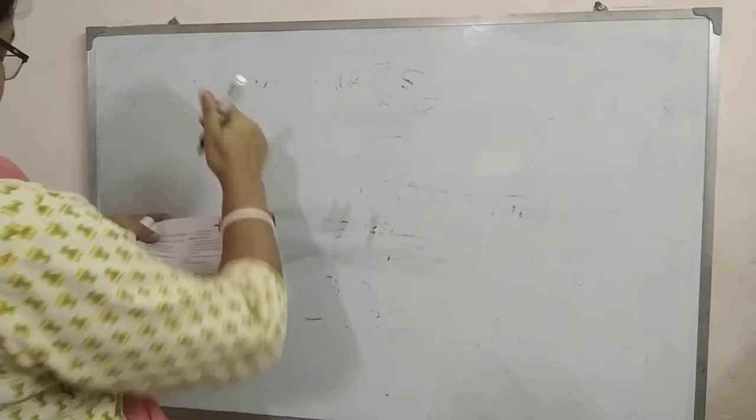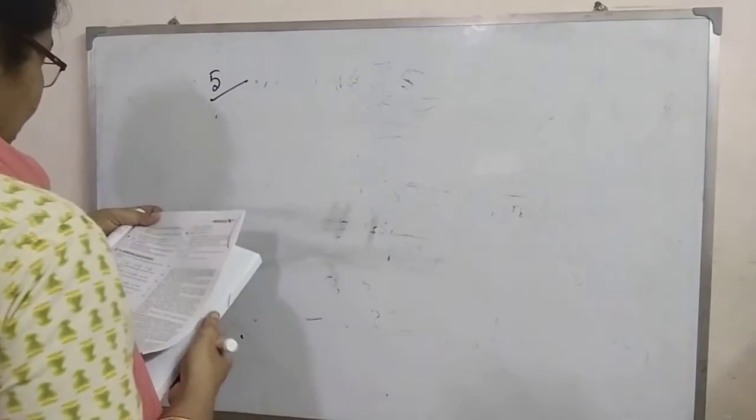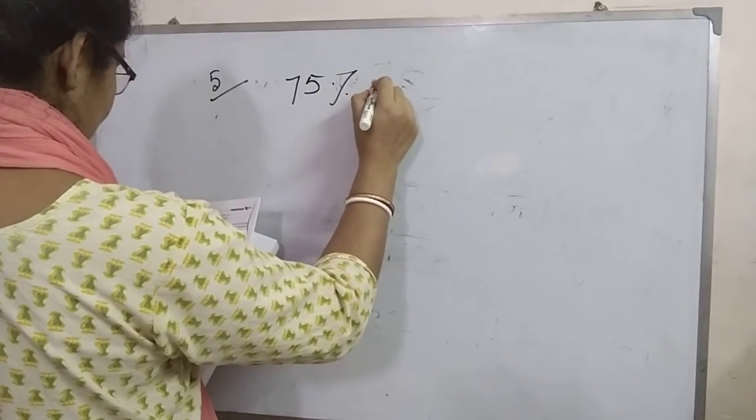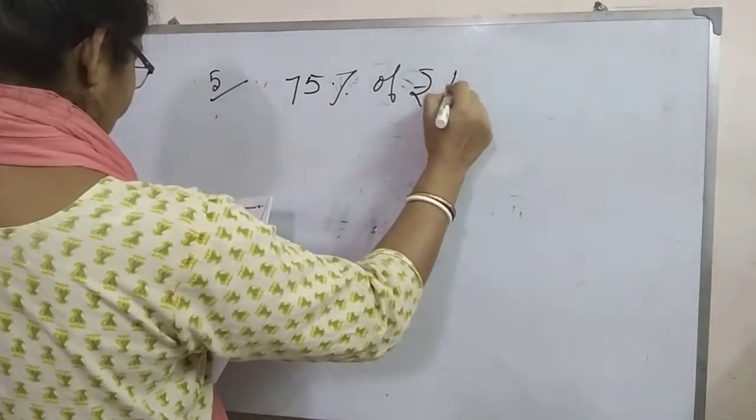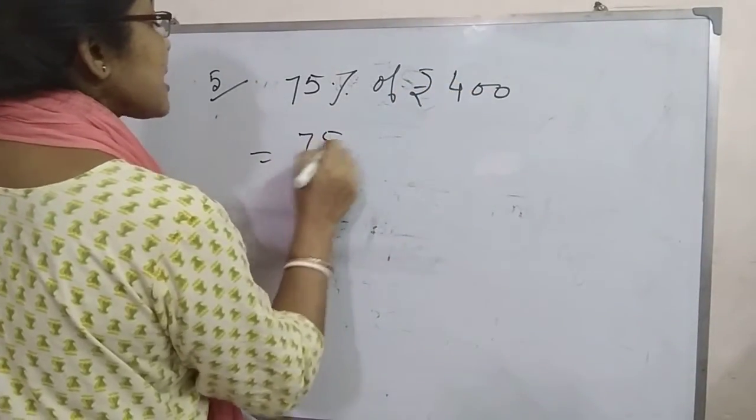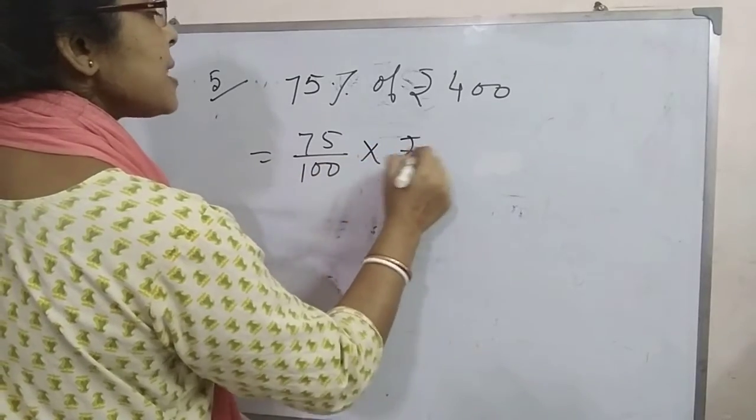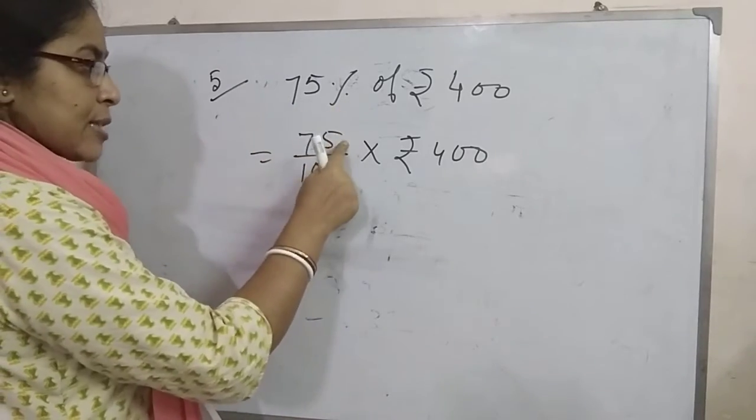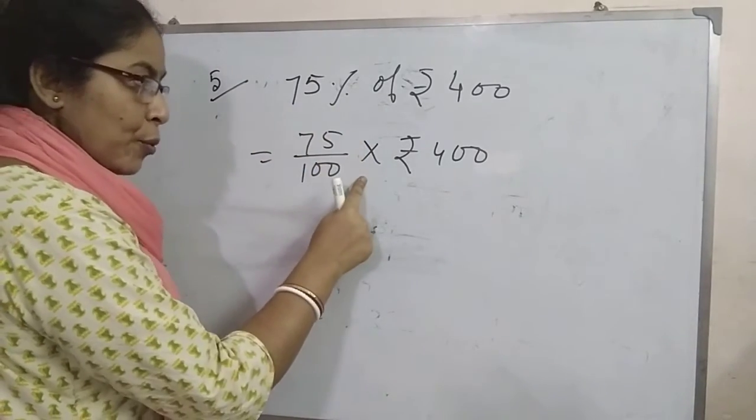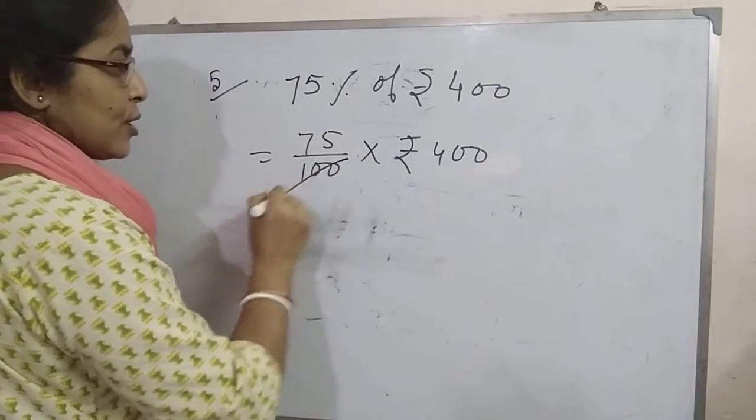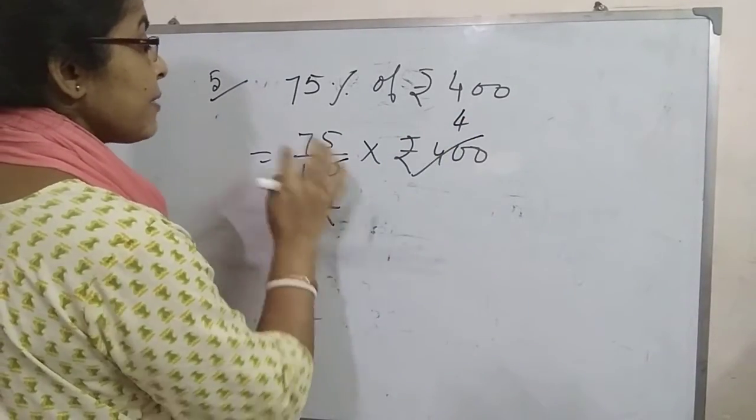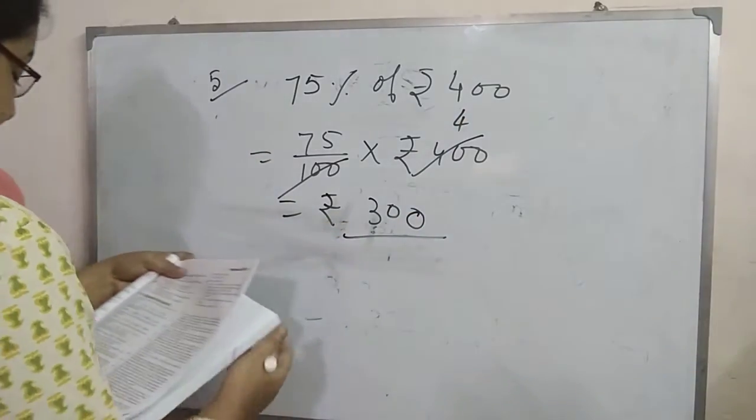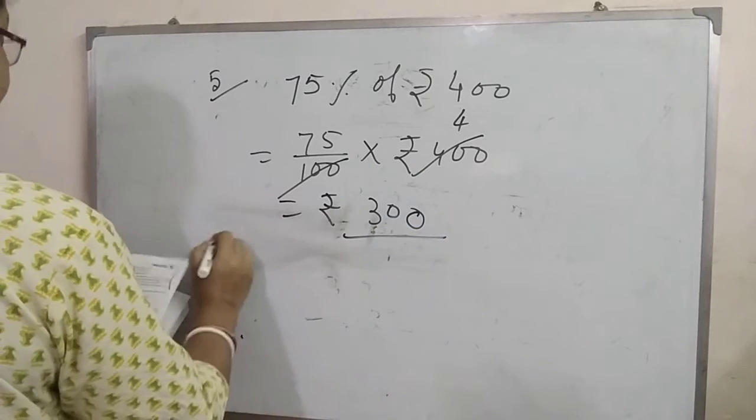Next sum number 5. Find the value of 75% of rupees 400. That is equal to 75 by 100 into rupees 400. I can write 75% equal to 75 by 100 of rupees 400. So this is equal to rupees 75 into 4, that is equal to rupees 300. This will be the answer.